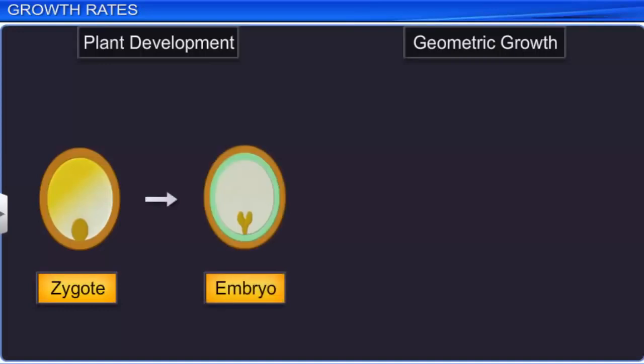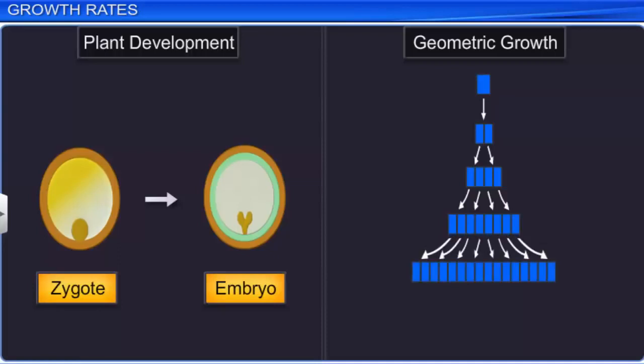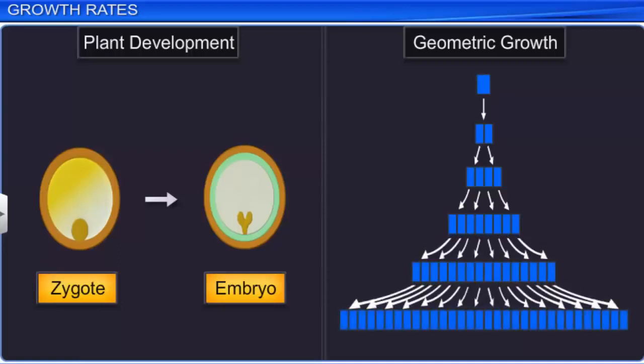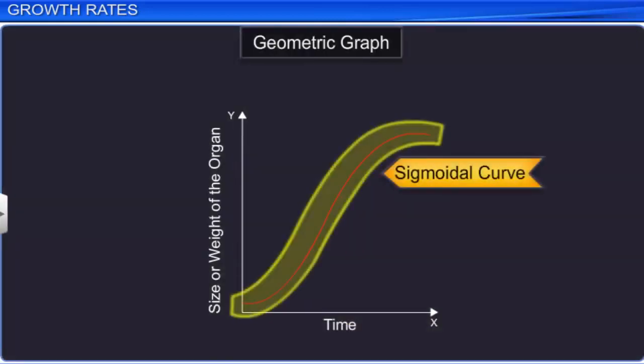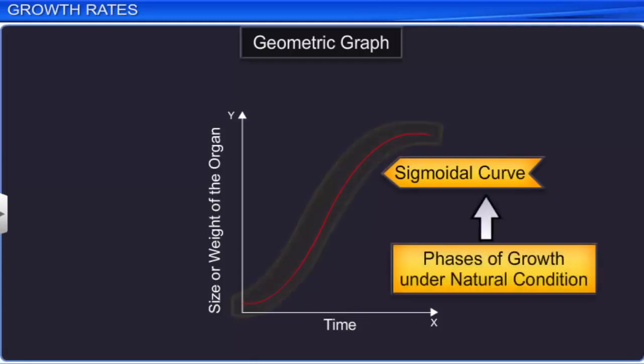This type of growth is seen at the early stage of plant development, that is, development of the zygote to embryo. We can plot a graph for geometric growth by taking the length of the plant part on the y-axis and the time taken for growth on the x-axis. An S-shaped sigmoidal curve is obtained. The curve depicts the different phases of growth in living organisms under natural conditions.